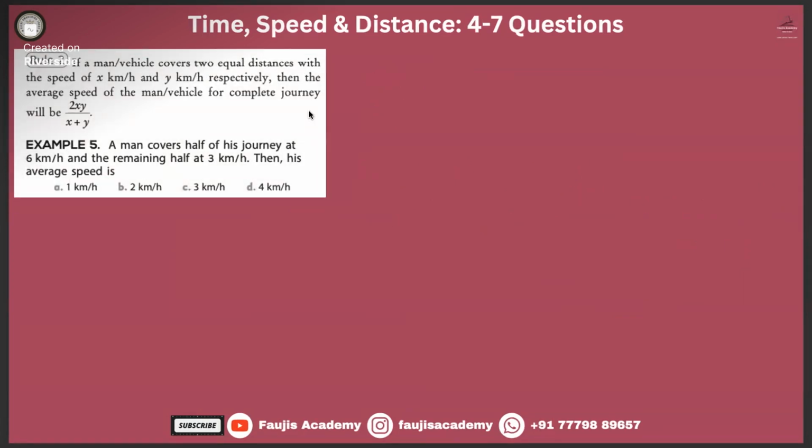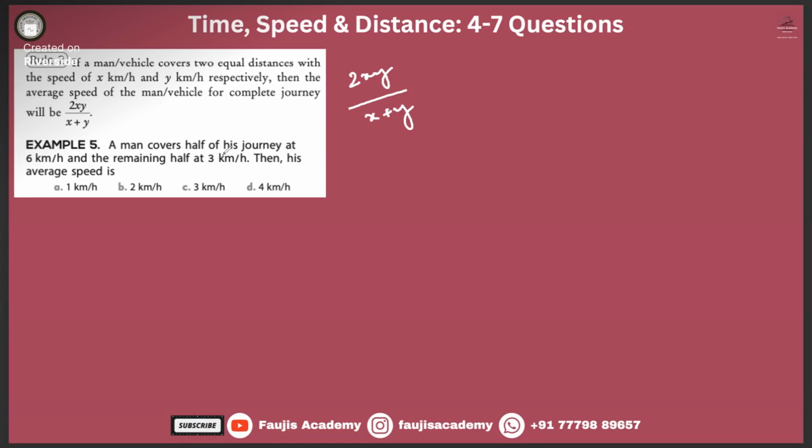When I was teaching you guys harmonic mean, we came across this concept basically. If a man or a vehicle covers two equal distances with a speed of x kmph and y kmph respectively, then the average speed of the man and vehicle for the complete journey will be 2xy divided by x plus y. Right? So let's see what it says in the example and formula.